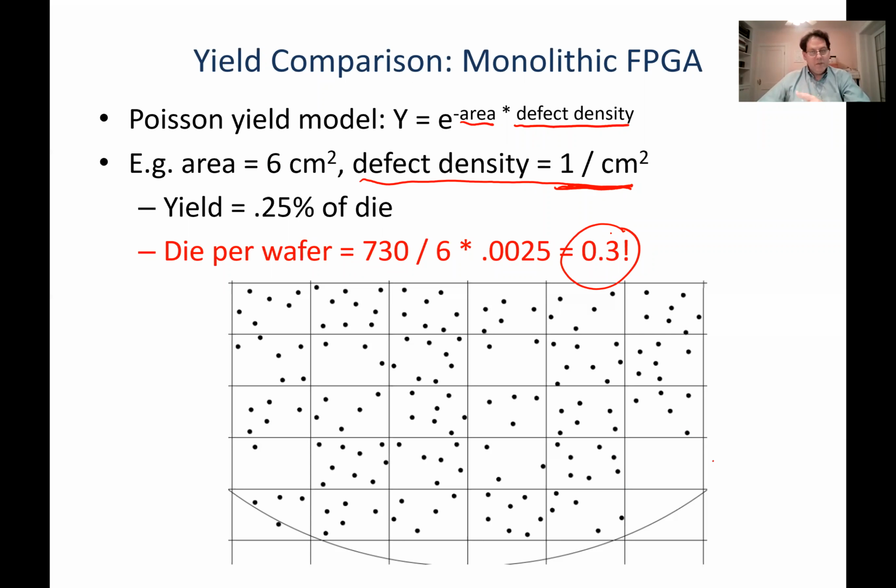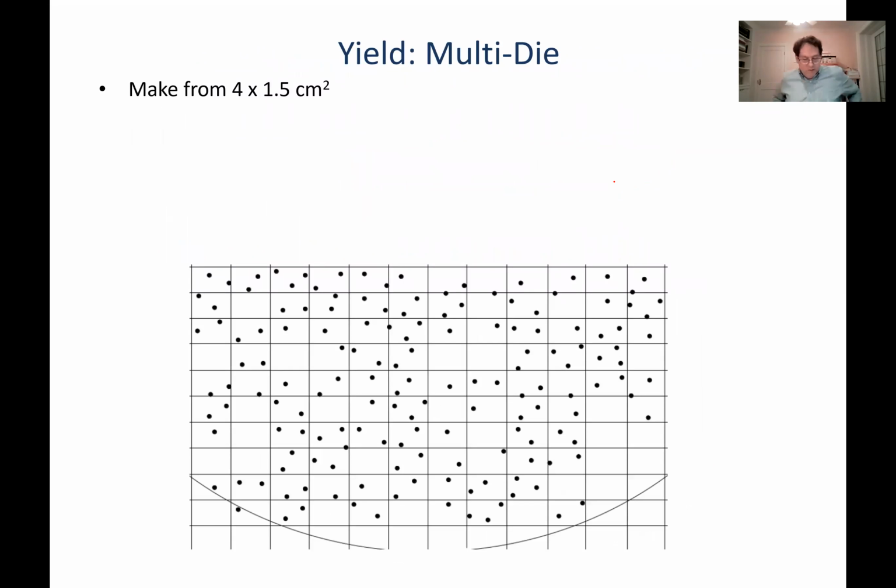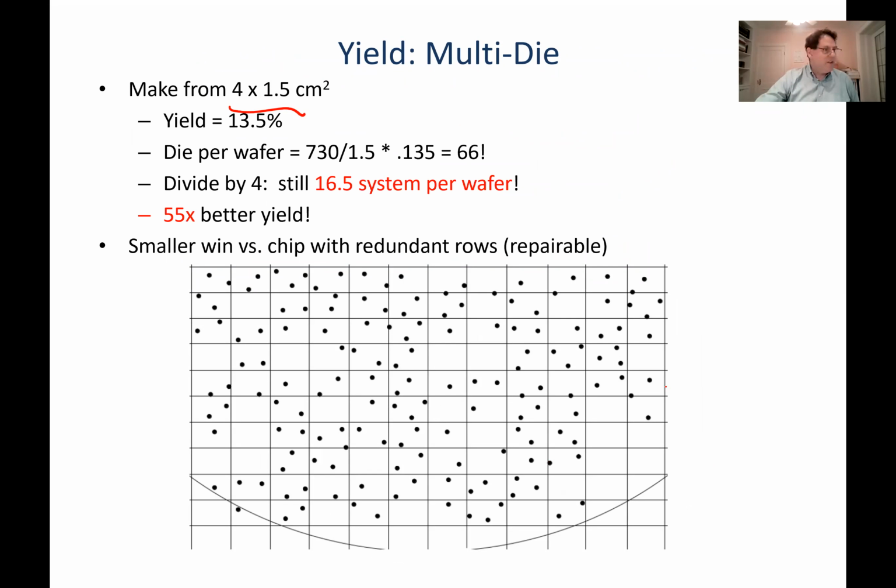So even as the process matures and this defect density comes down, if you didn't manage to get designed into systems, you won't be able to sell this chip as much. So just the number you can make is also an issue, as well as the cost. Okay, so let's say I didn't do this. I still want to make a really big FPGA, like that 2 million logic element Xilinx chip, but I'm going to make it out of 4 smaller chips, 4 1.5 centimeter squared chips. So this grid gets a lot smaller. And if I run through that same equation at the same defect density, the yield's much better. So now 13.5% of my chips work.